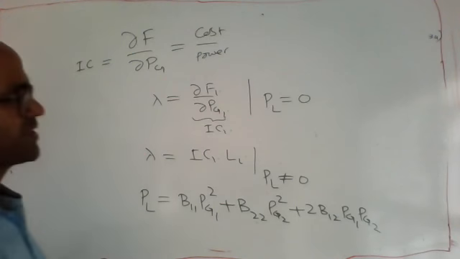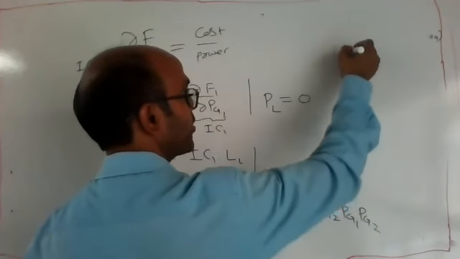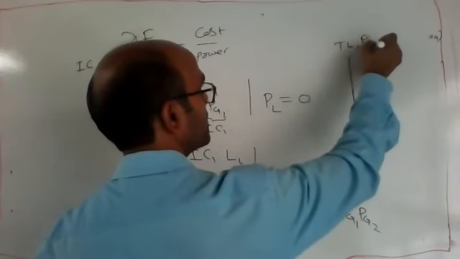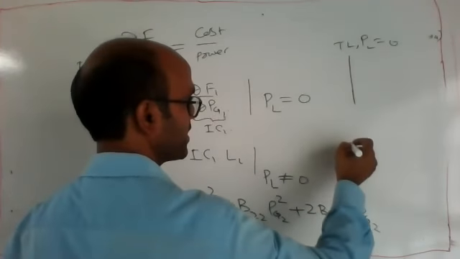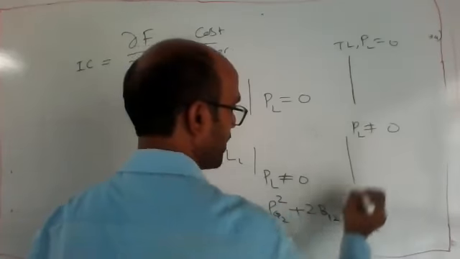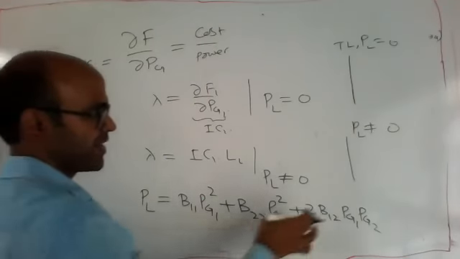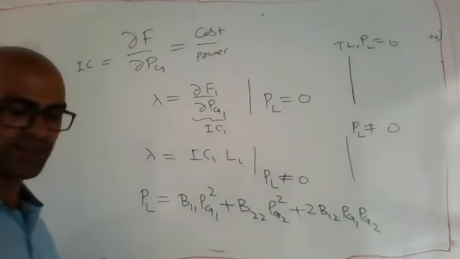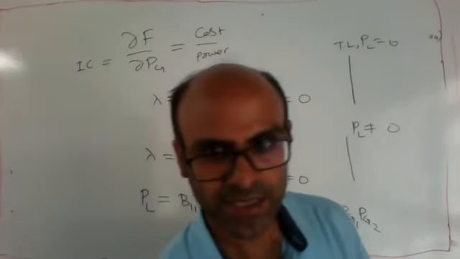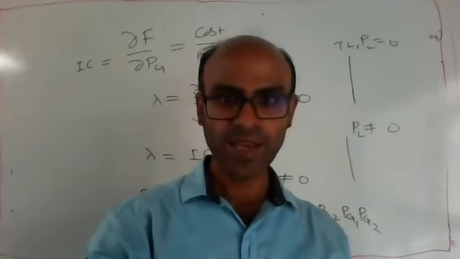In the first case we have a generator and a network or transmission line which has PL equal to 0. In the second case, we have a transmission network which has PL not equal to 0. In the third case, we formulated the expression for PL. So this is all about this lecture. In the next lecture, we will see another topic. Any question?